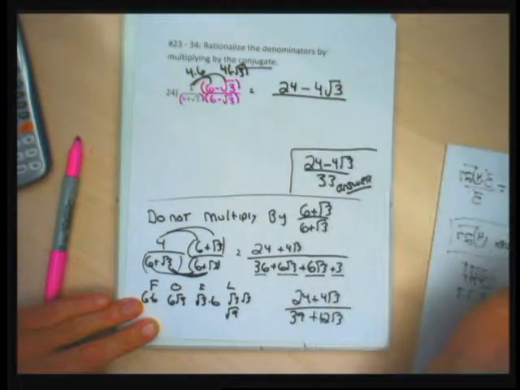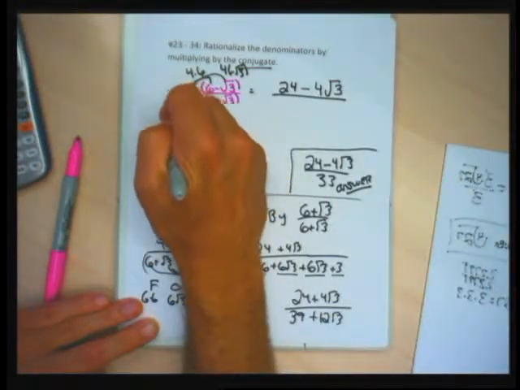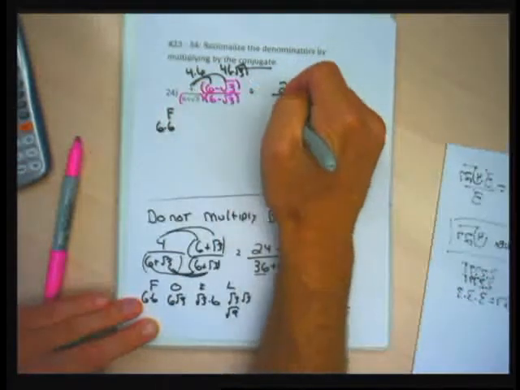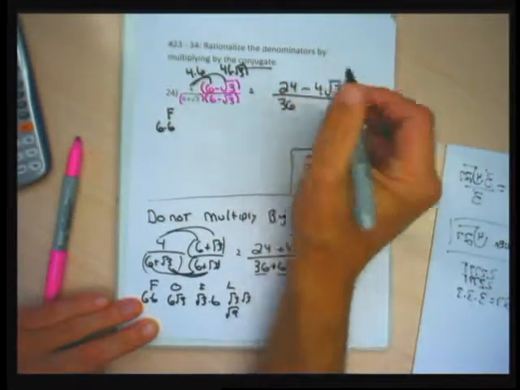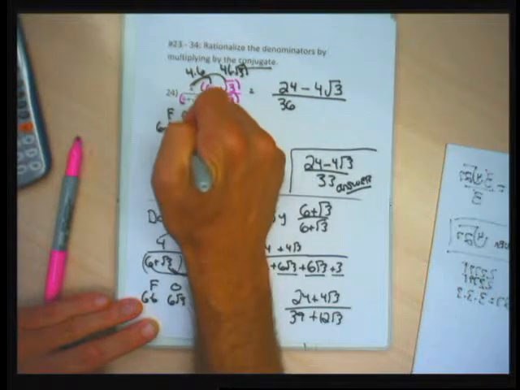Now I'm going to work on the denominator, which is a foiling problem. So for the denominator, I'm going to FOIL. I'm going to go 6 times 6, which is 36 for the first. The outers are going to be 6 times minus square root of 3.